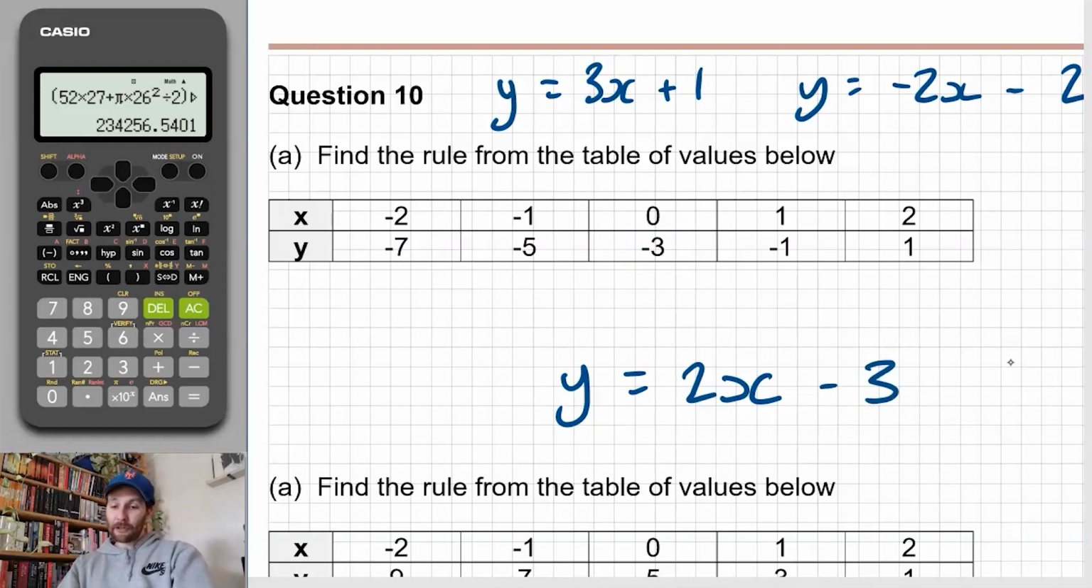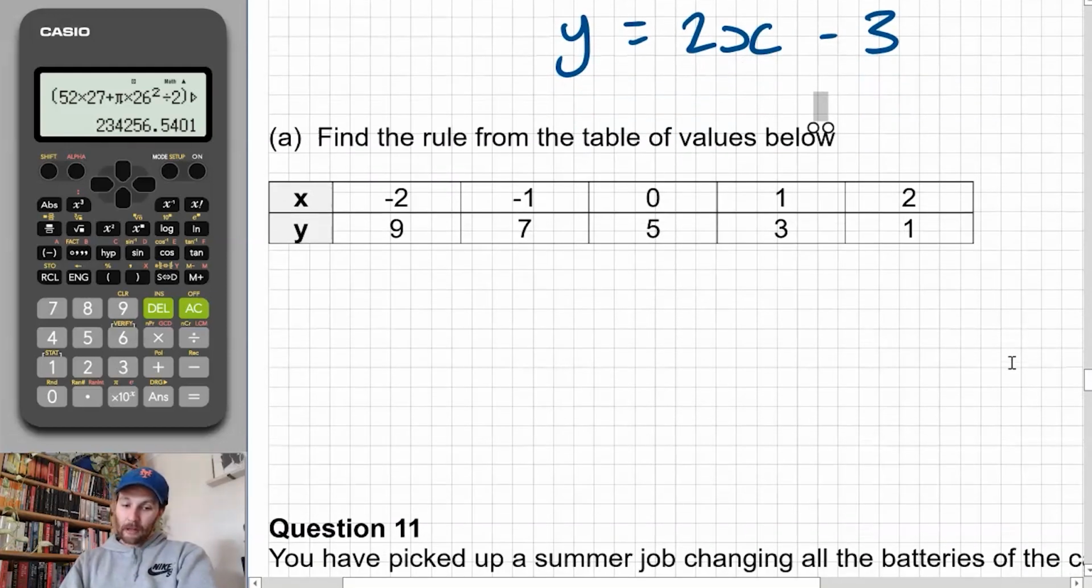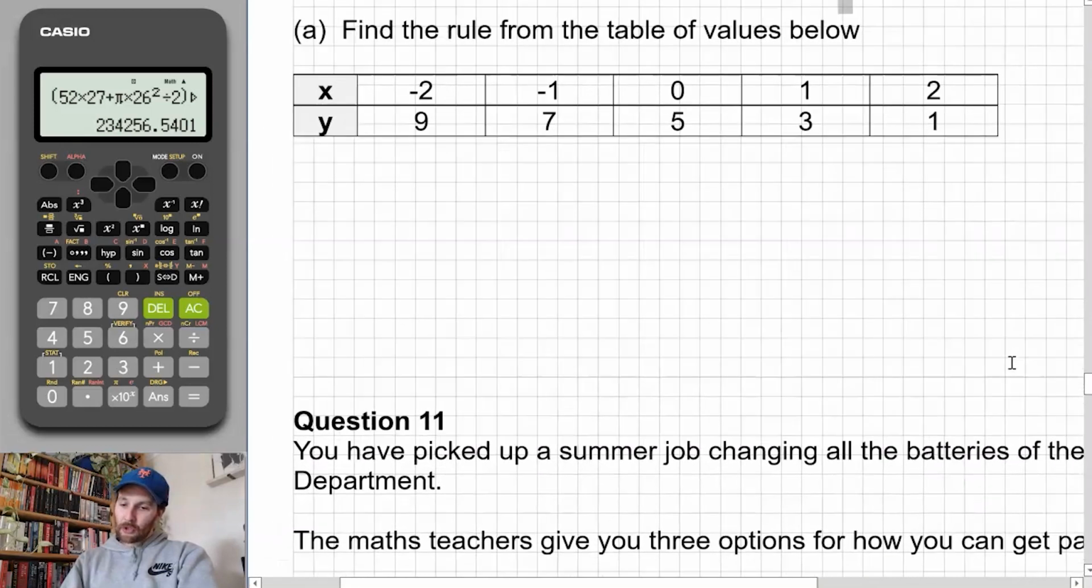So let's try that for a couple of our other points and make sure that they still work. 2 times 1 is 2, take 3 is -1. That works. 2 times 2 is 4, take 3 is 1. That works as well. And if it works for a couple that you've tried, it's a pretty good bet that you've got it right. Okay, let's do another one.